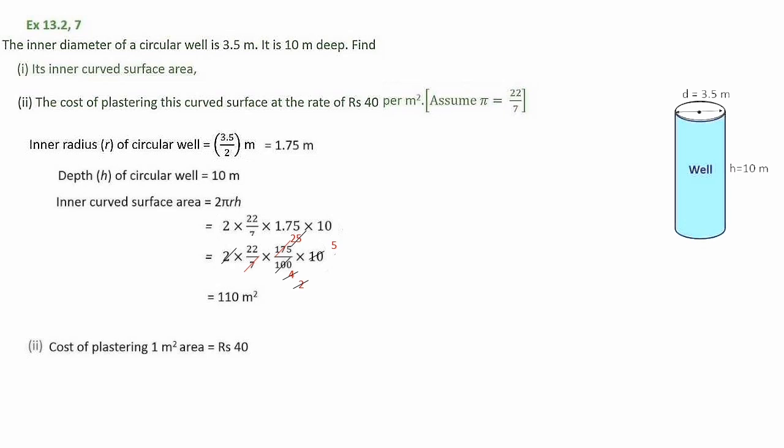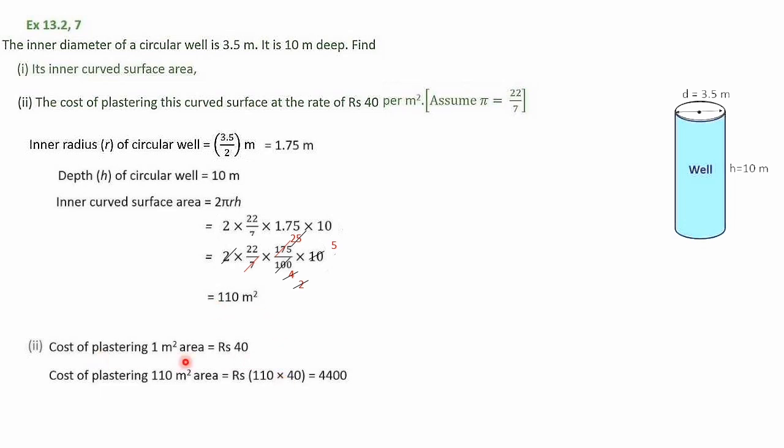Here plastering, in the sense we are plastering the inner curved surface. So the inner curved surface area we have calculated is 110 meter square. For 1 meter square we have a cost of rupees 40. So for 110 meter square area we need to multiply 40 into 110.